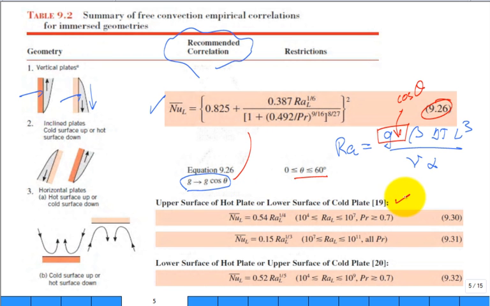Here are other correlations. What you do is you say, okay, what is it? Is it the upper surface of a hot plate or the lower surface of a cold plate? And then you check the Rayleigh number and the Prandtl number restrictions on the correlation, and plug and chug. All right.